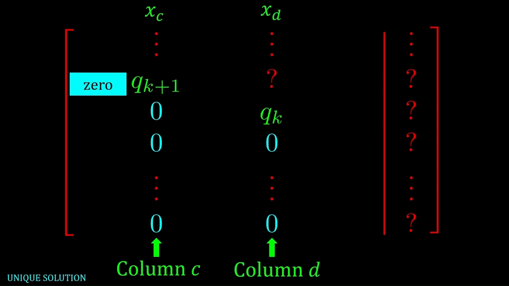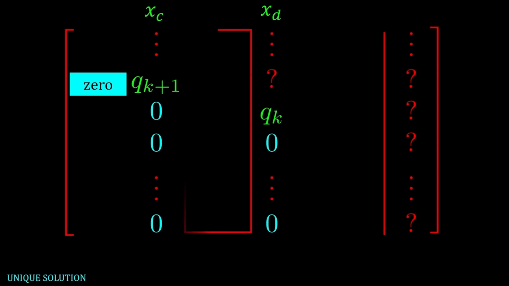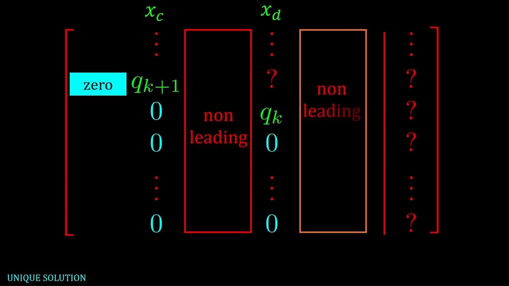Now think about the columns in between these two. There's no pivots in between these two, because Qk is the next pivot. Therefore, these are non-leading columns. And to the right, we actually have non-leading and I guess also some leading columns possibly. Okay, now focus on this row. We're going to get Qk plus 1 times Xc plus, well, what? Well, all of these non-leading variables are in terms of lambdas, so something in terms of lambdas.